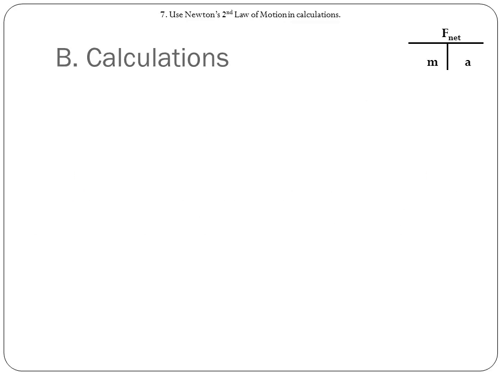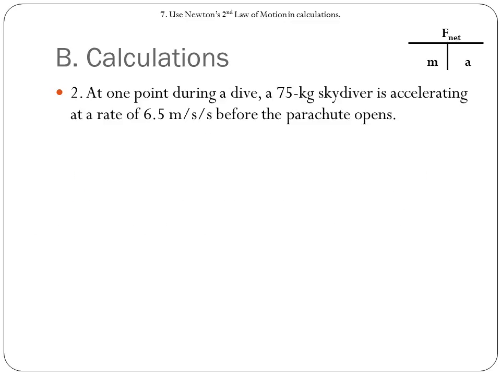All right, so there's the first problem. The second one's a little more difficult. Maybe not at first, but the last question is a little bit more difficult than what we saw there. So here's the problem. At one point during a dive, a 75 kilogram skydiver is accelerating at a rate of 6.5 meters per second per second before the parachute opens. Question A. Determine the net force acting on the skydiver at this time.